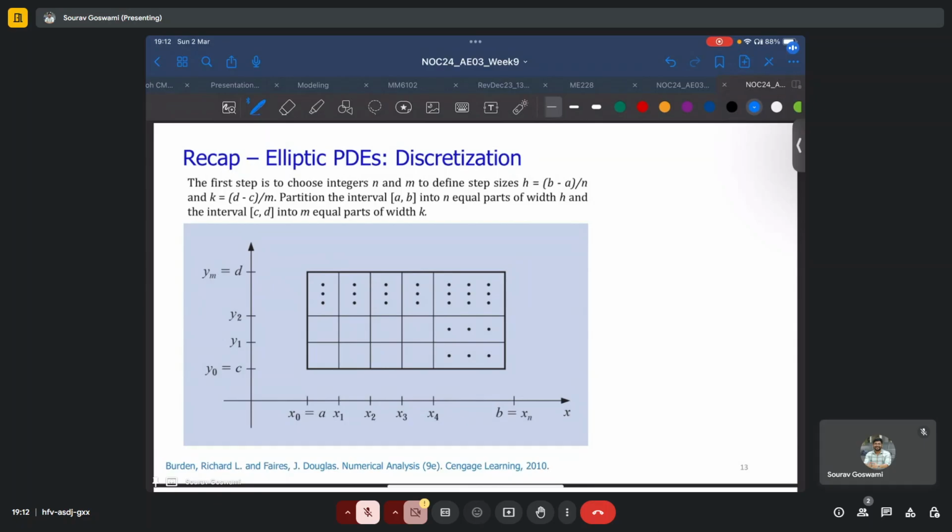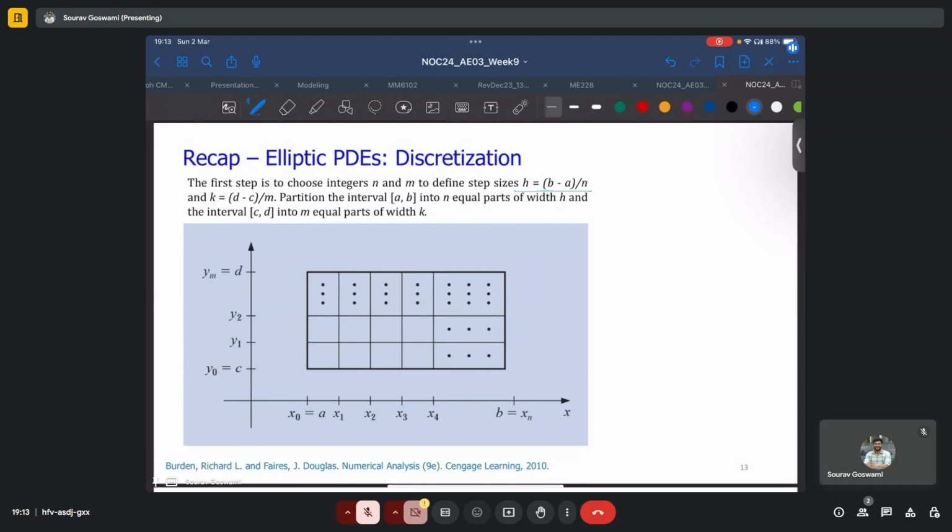And the first step in such a solution is the discretization of the domain into discrete points known as grid points or mesh points. So the first step is to choose integers n and m to define the step sizes that we're taking in either direction. The step size along the x direction is given by h, which is equal to (b minus a) by n. That is, we are dividing the domain between a and b into n parts.